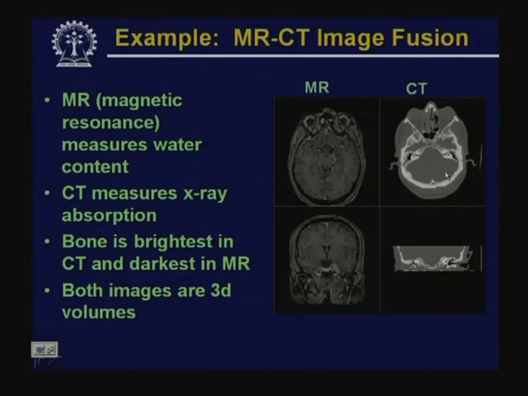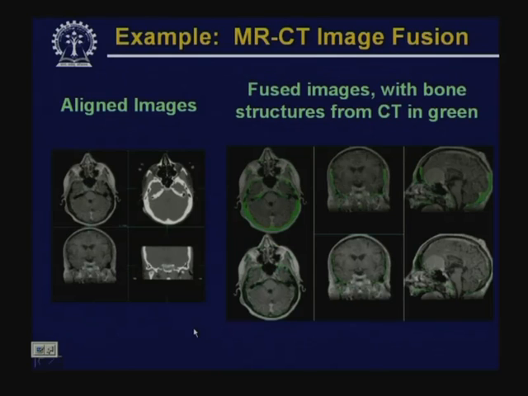So, here there are two MR images and two CT images, and obviously you find that this MR image and this CT image, though they are of the same region, are not properly aligned. Similarly, on the bottom row, this MR image and this CT image are not properly aligned. So, the first operation we have to do is alignment. In this slide, on the left side, what we have got is the result after alignment, and on the right hand side, the result after fusion.